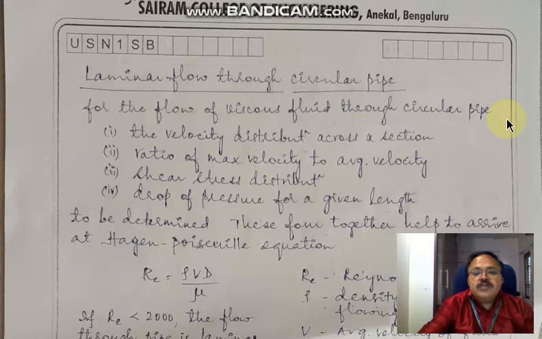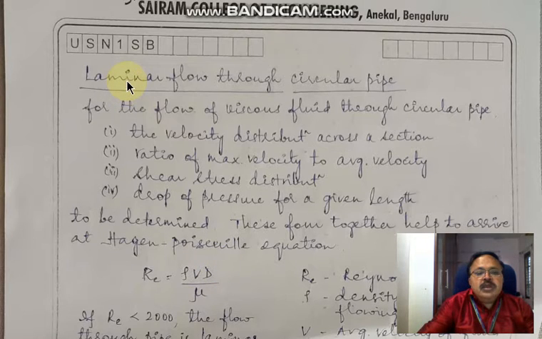For the flow of viscous fluid through the circular pipe, there are four equations to be determined. The equation which is showing the velocity distribution across a section, then the ratio of maximum velocity to the average velocity, then shear stress distribution. The fourth one is drop of the pressure for the given length to be determined. These four equations together help us to arrive at Hagen-Poiseuille's equation.